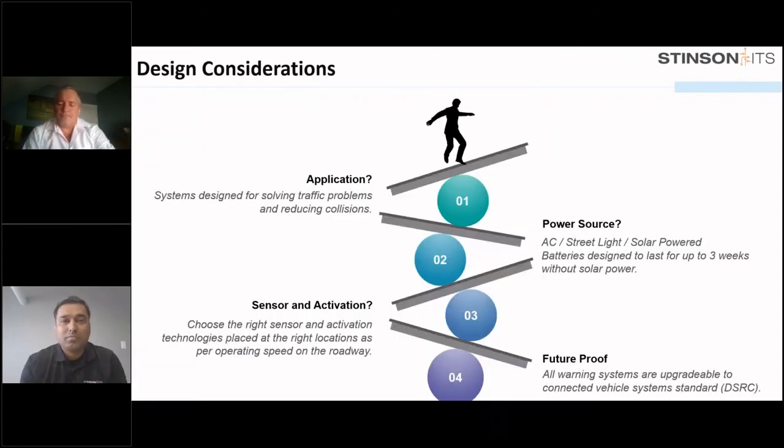Thanks, Michael. So now we have covered 4 different types of intelligent warning systems. There are others available as well, such as icy road warning systems. But in this webinar, we want to keep it very simple. And we also want to emphasize the fact that all these systems are highly customizable as per the needs of the location or the needs of traffic authorities.